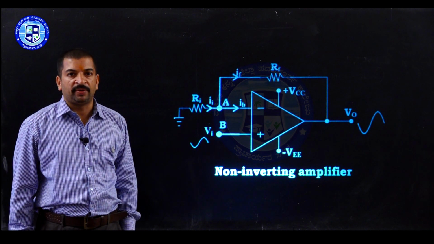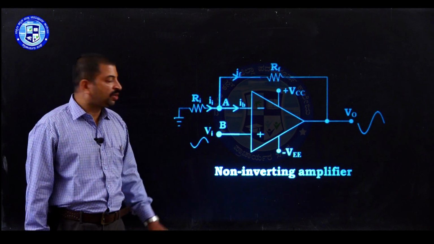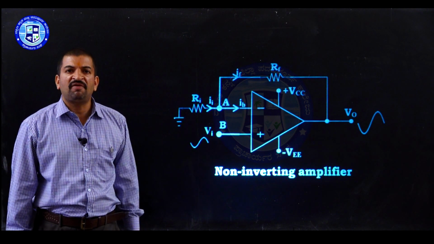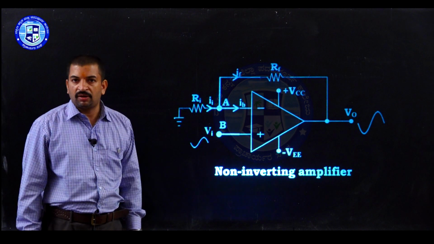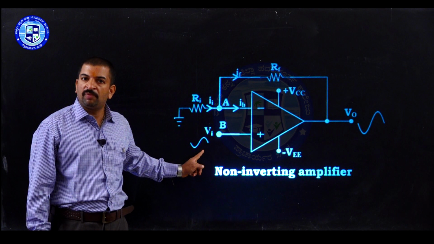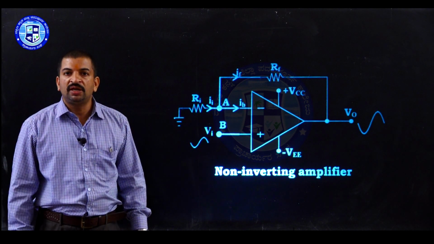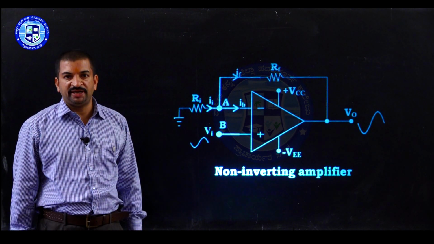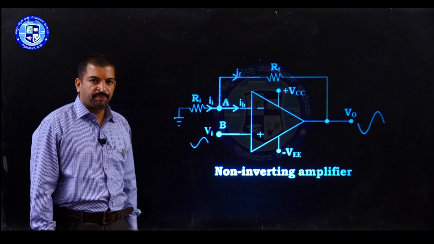Now in the case of the non-inverting amplifier, the input signal is applied to the non-inverting input terminal of the op-amp. The voltage at node A is equal to the input voltage, because according to the concept of virtual ground, the voltage at node A is equal to the voltage at node B. Since we are applying the input signal to the non-inverting input terminal of the op-amp, the voltage at the inverting terminal is also equal to the input voltage. Now the expression for the output voltage can be obtained by applying Kirchhoff's current law to the node A.